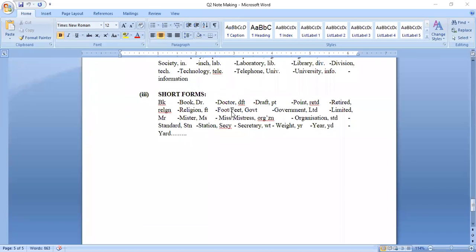Then third one is short form. So we can write the main things. It's like bk means book, Dr means doctor. Likewise you can use retd for retired, rel for religion, ft for foot or feet, govt for government. Like we can use std, stn, and then we are using too many things, right? yr, yd. Likewise we are using. So these are all known as short forms.